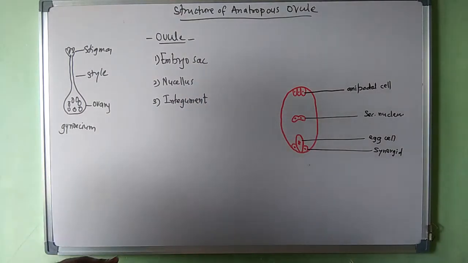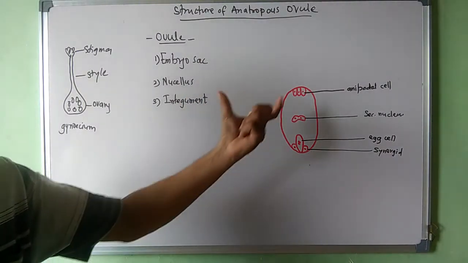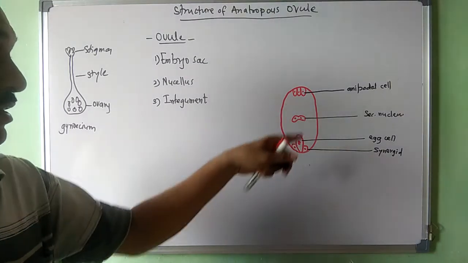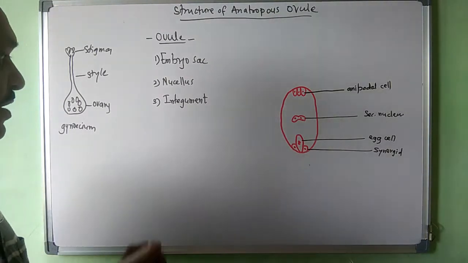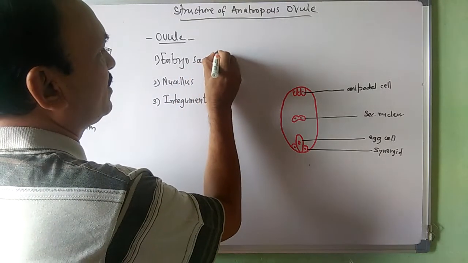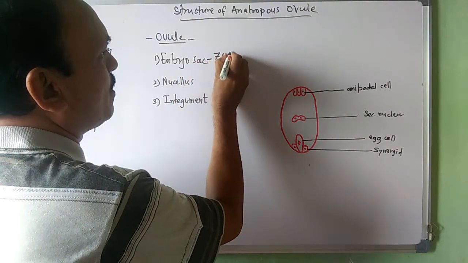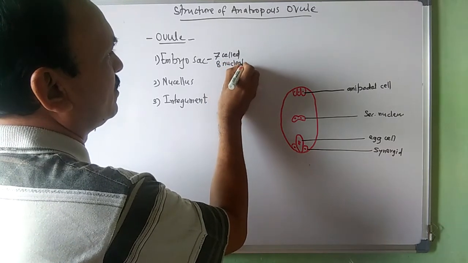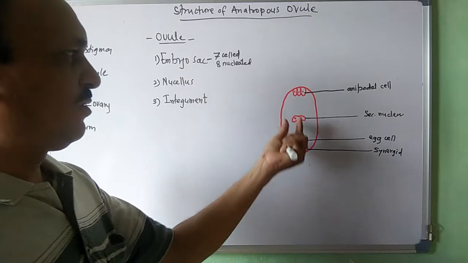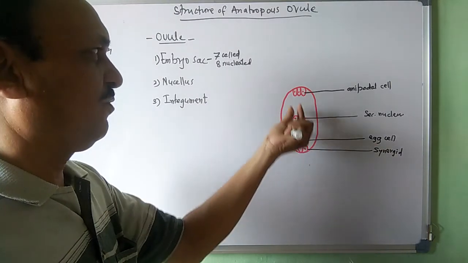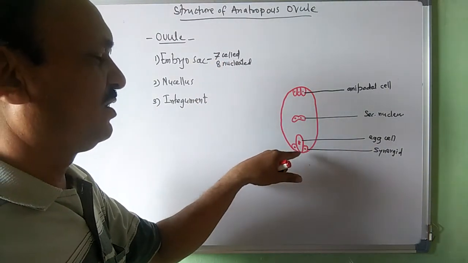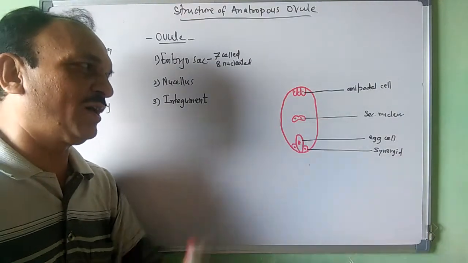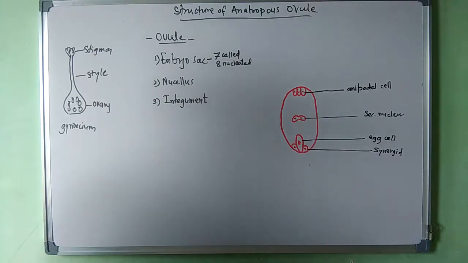This is all about the embryo sac. The embryo sac is the main part of the ovule, which has 7 cells and 8 nuclei. So this embryo sac has 7 cells and 8 nuclei: 1 egg cell, 2 synergids, 3 antipodal cells and 1 secondary nucleus, making 7 cells and 8 nuclei.